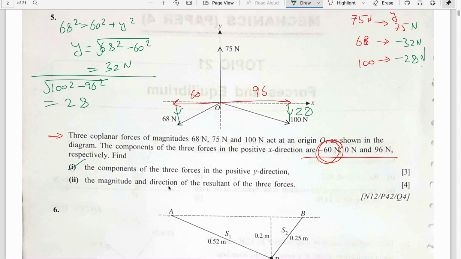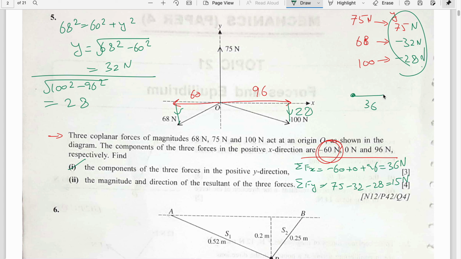The second part asks for the magnitude and direction of the resultant of these forces. Now for the resultant, we follow our scheme, that is, sum of forces in the x direction, which is already given. So minus 60 plus 0 plus 96, and I get positive 36 newtons, right? And for the sum of forces in the y direction, we've just completed them. So 75 minus 32 minus 28 is 15, right? So we now know that x is 36 positive, so we take it to the right, and this is 15 upwards because it is again positive.